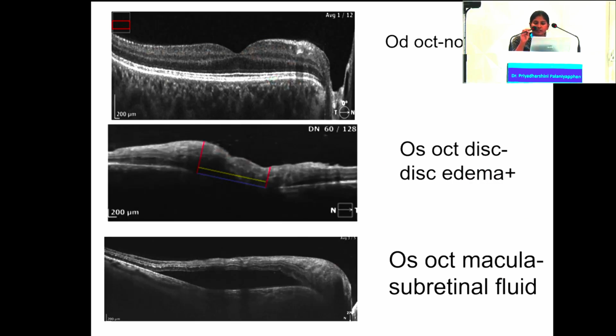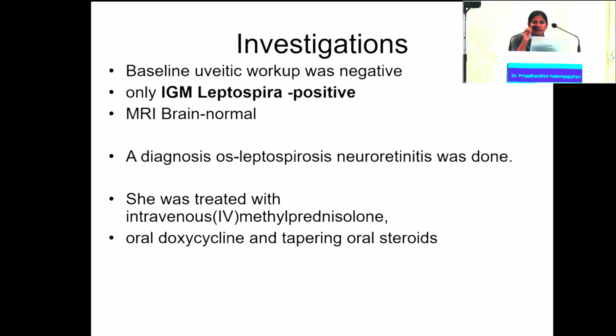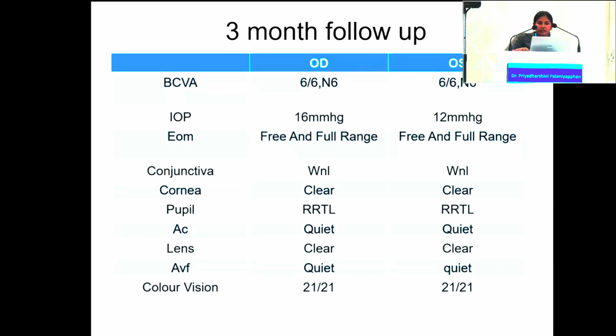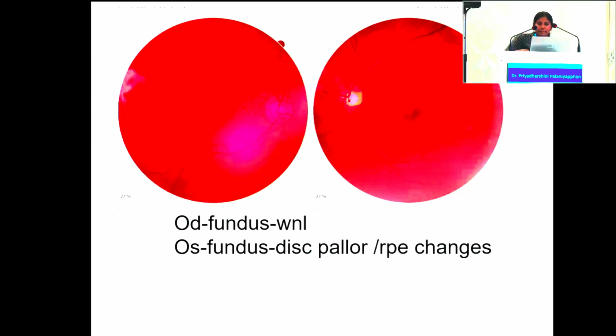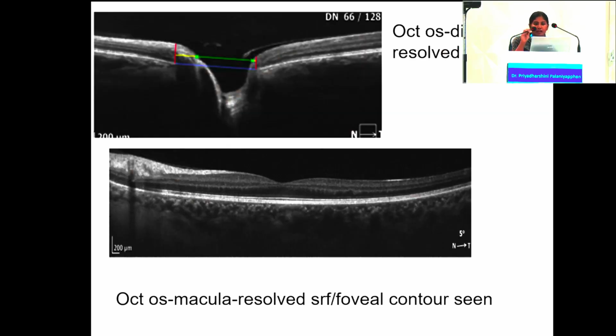OCT of the right eye was normal. Left eye showed disc edema and subretinal fluid. Investigation: baseline uveitic workup was negative. Only IgM leptospira was positive. Her MRI brain was normal. A diagnosis of left eye leptospirosis neuroretinitis was made. She was treated with intravenous methylprednisolone, oral doxycycline, and tapering oral steroids. On 3-month follow-up, her vision improved to 6/6 and 6. The fundus of the left eye showed temporal pallor and RP changes. The macula showed resolved subretinal fluid.